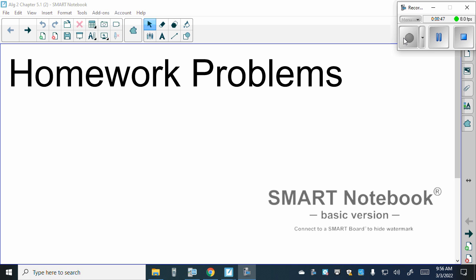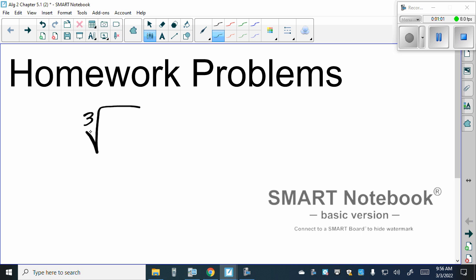Let's see here, number 5, the third root of 8. The cubed root of 8 would be 2. Now, is the root even or odd? Odd, because 3 would be odd. So this here is actually the answer, because whenever we have an odd root, it doesn't matter if what's inside is negative, positive, or 0. We will only have one root.